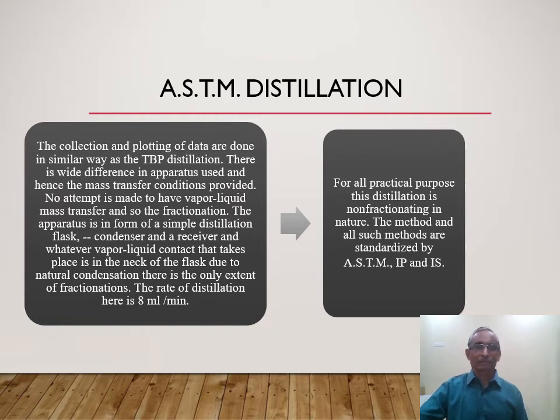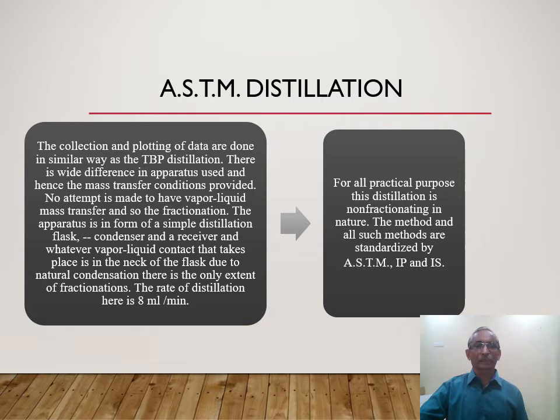Another characterization method of distillation is the ASTM distillation. This distillation method is similar to the TBP, but this is a non-fractionating distillation. The TBP is a fractionating distillation because you have a packed column, so the vapors are going to be enriched through a number of plates. Here, what happens in ASTM, American Standard Testing Methods?